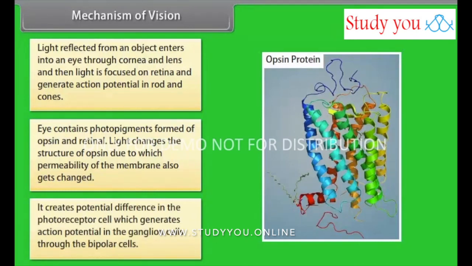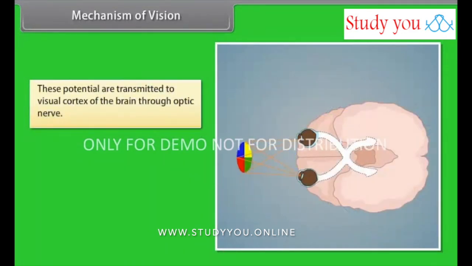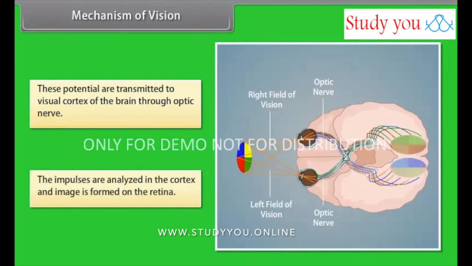It creates a potential difference in the photoreceptor cell, which generates action potential in the ganglion cells through the bipolar cells. These potentials are transmitted to the visual cortex of the brain through the optic nerve. The impulses are analyzed in the cortex. An image is formed on the retina.